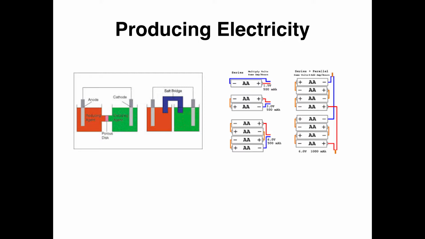Now, producing electricity, there are many ways to produce electricity. On the left here, we have a simplified electrical cell, which changes chemical energy into electrical energy. Both of these, the one on the left here, which is red and green, has a porous disk to allow the transfer of electrons through and complete the circuit, or you can use what's called a salt bridge, which is on the right here, and it can also complete the circuit.